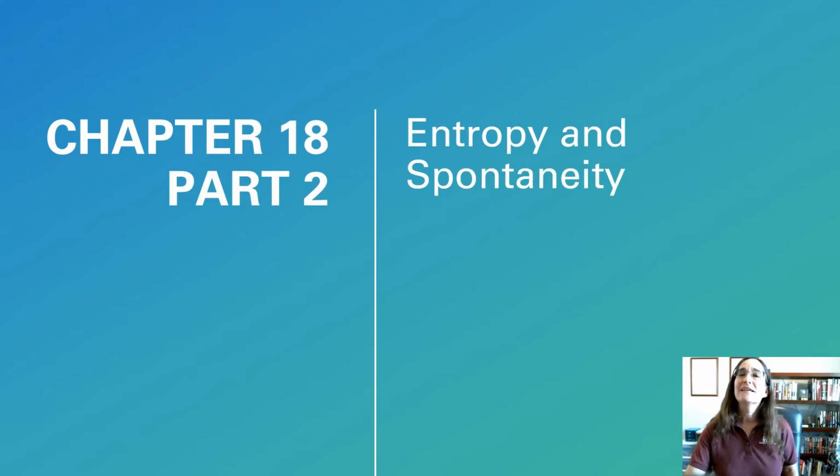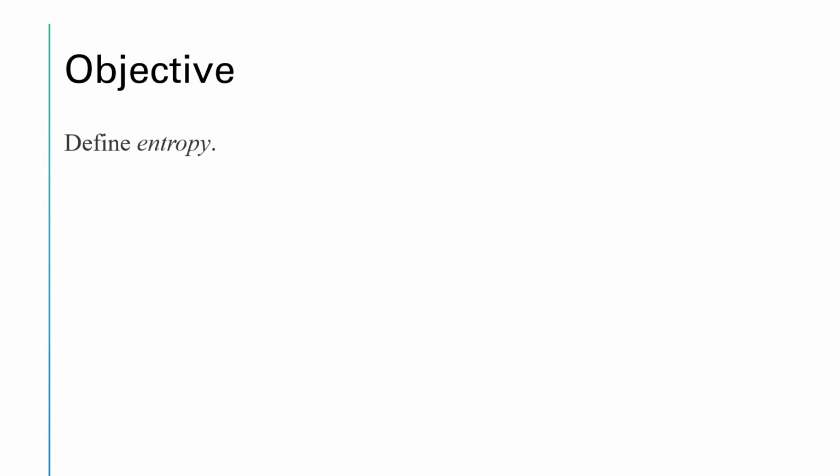Hi, Bobcats. In this section, we're going to take a look at spontaneity, which is really pretty much what it says. It's a chemical reaction that takes place just all by itself. It doesn't need anything else to make it happen. It's just spontaneous. And the connection between that and entropy. Entropy is the thermodynamics term for disorder or randomness. Our main objective is to define entropy.